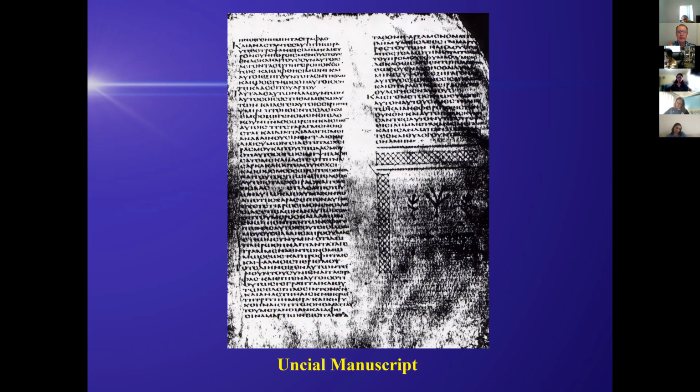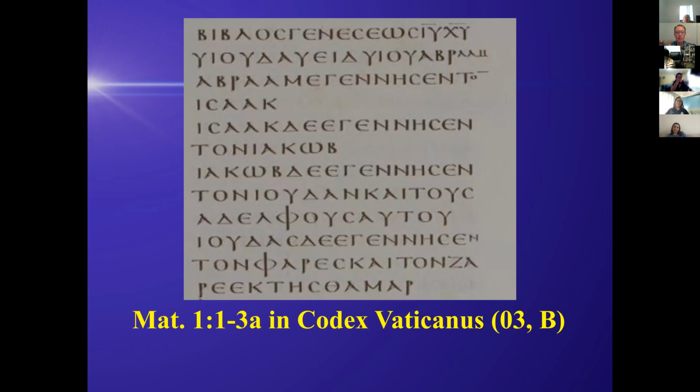Here is a copy of an uncial manuscript. Notice how all the words run together. There are no divisions of words, very little in the way of punctuation. And this is Matthew 1:1-3 in Codex Vaticanus, manuscript 03 or manuscript B, it's called. And you can see this is a beautiful manuscript. It would be very easy to read this by most scribes.